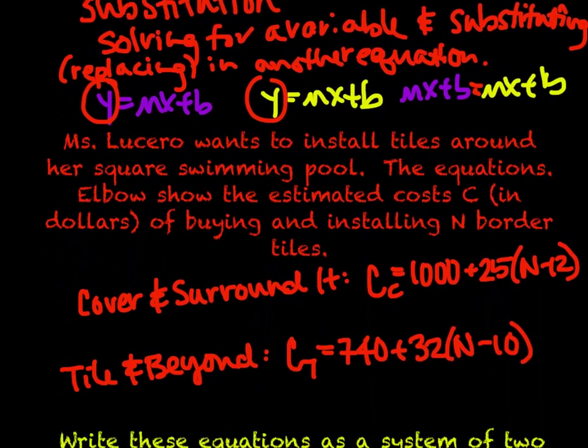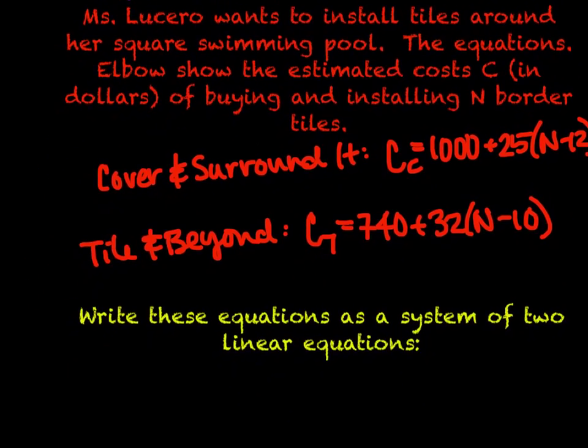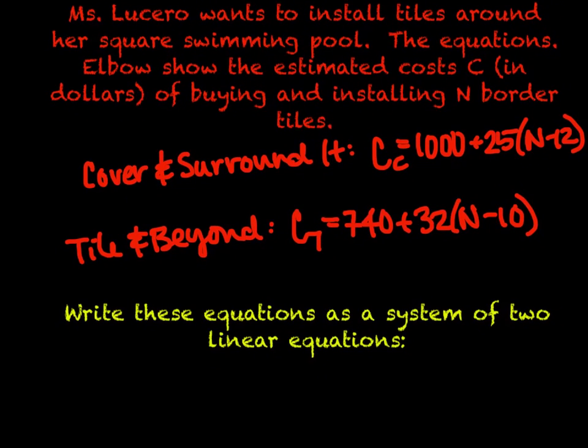So here we go. Miss Lucero is a lady who had tiled around her pool. She had a square swimming pool, and the equations below show the estimated cost C in dollars for buying and selling and border tiles. So we had cover and surround it, C sub C is equal to 1,000 plus 25 times n minus 12. And then we had C sub T, which is 740 plus 32 times n minus 10. So tile and beyond versus cover and surround it.